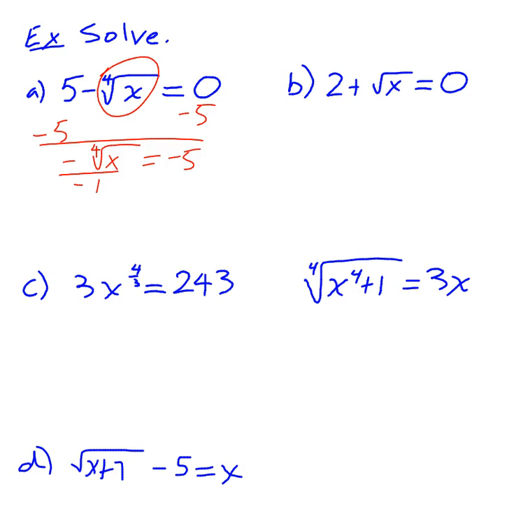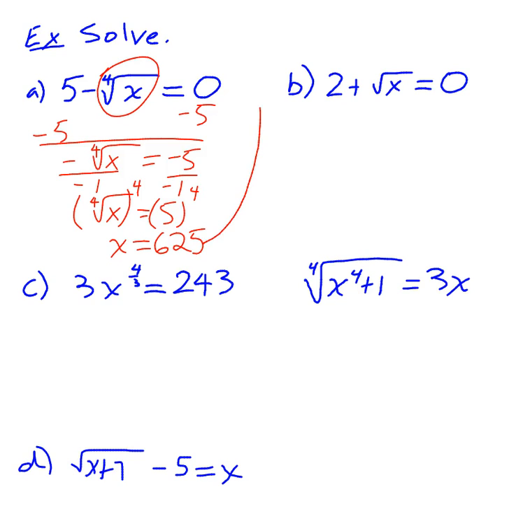Now divide by negative 1 to get rid of the negative, I get the 4th root of x equals positive 5. And then what's the opposite of the 4th root of x? Well, again, the reciprocal power of that would be raising it to the 4th power. So raise both sides to the 4th power, and I get x equals 5 to the 4th power, which we all know is 625.